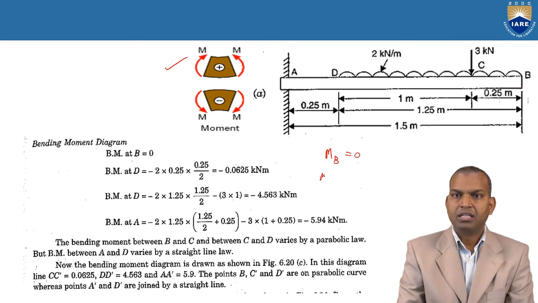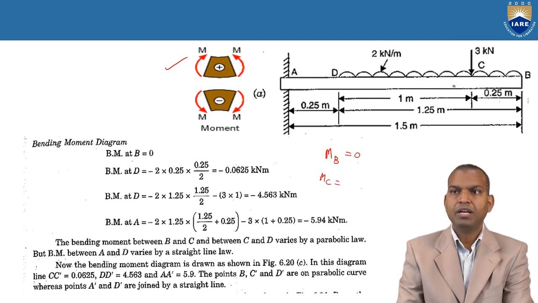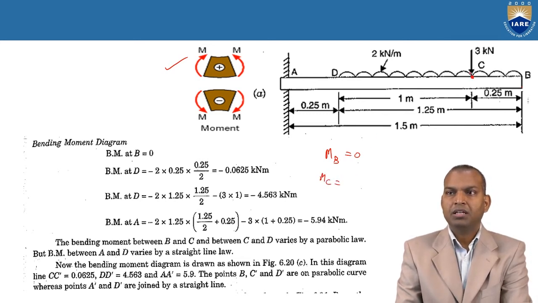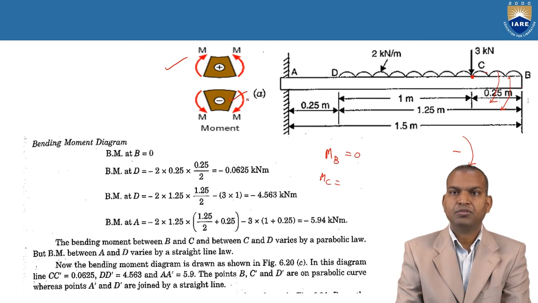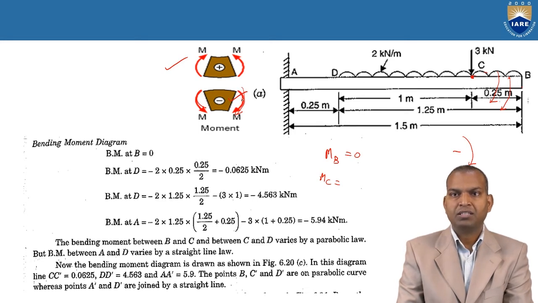At point C, what is MC? If we consider this portion, at point C this much load is acting in the downward direction. What is the moment about it? This moment is in the downward direction. Downward means negative, so this is a negative bending moment, for both the left side and right side. The direction of moment is anticlockwise here, downward direction. That is the better understanding. In the downward direction, the moment is negative.